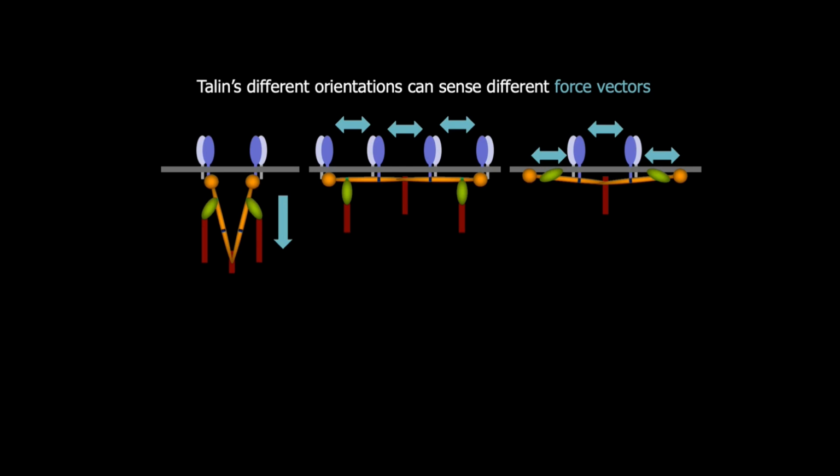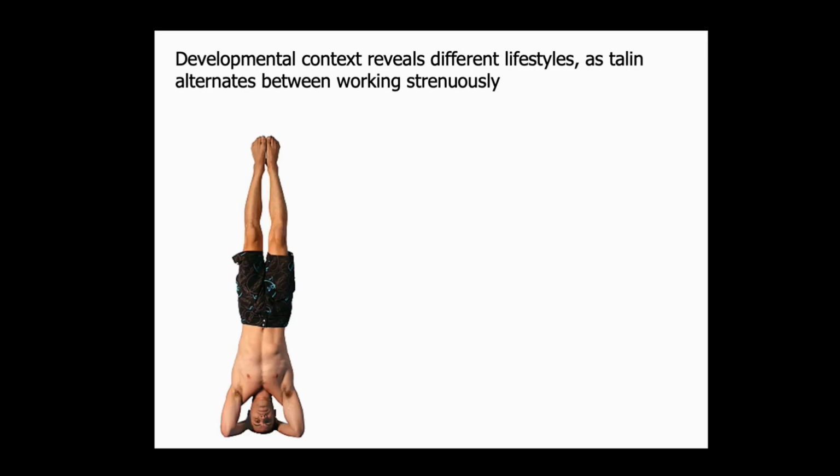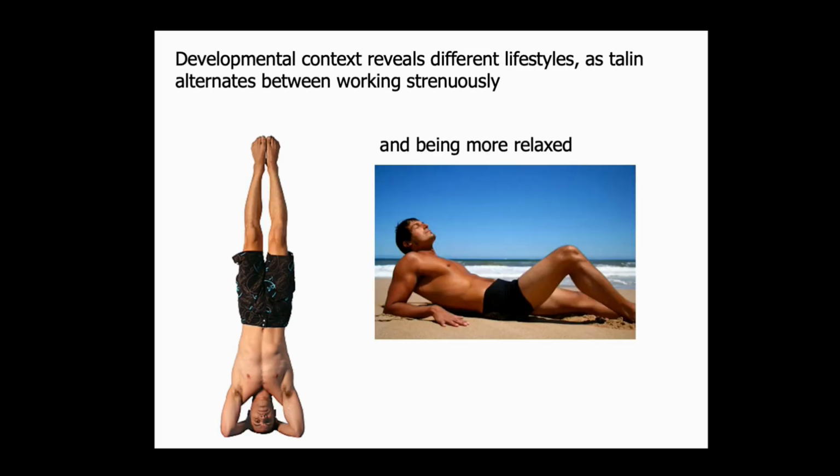I think the other really important take-home message is that if you get different results from your competitors, it could be you're using a different cell type and it does work differently, and you both could be right. So don't expect the molecular mechanism to be identical in all situations. And basically, talin has two routes, a more strenuous upright route in the muscle, and then the more relaxed route in the wing.